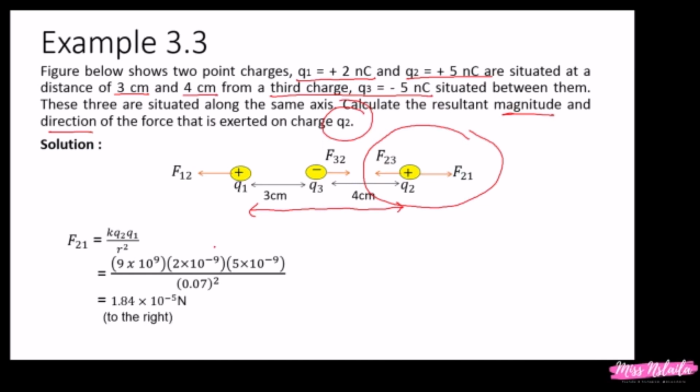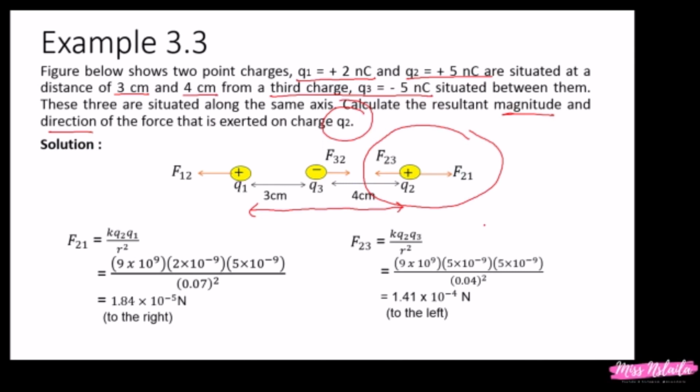For F23, equal to k Q2 Q3 over r squared, and substitute the values. k is 9 times 10 to the power of 9. Q2 is 5 times 10 to the power of negative 9. Q3 is 5 times 10 to the power of negative 9. Even though this is a negative charge, you don't have to substitute the negative sign right here. And the distance between Q2 and Q3 is 0.04 meter. You will get 1.41 times 10 to the power of negative 4 Newton. And the direction of F21 is to the right, F23 is to the left.